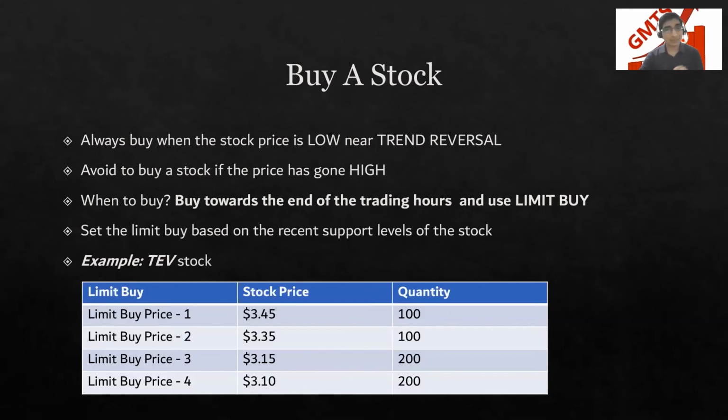As an example for TEV stock, based on the technical analysis of the stock, the recent support levels considering 3 months duration are 3.45, 3.35, 3.15, and 3.10. As you could see, the first limit buy price is closer to the real time price. I have used lower quantity for buying. If the stock continues going further, it might hit the third and fourth support levels. And as you could see, I have used higher quantity in the lower support levels, as it would lower the average price of the stock.